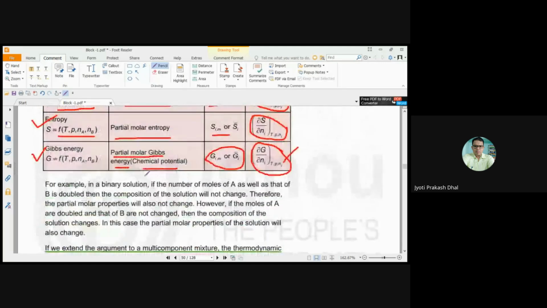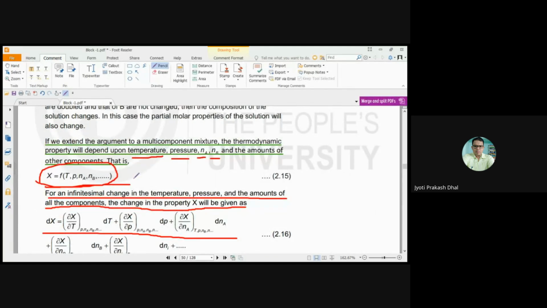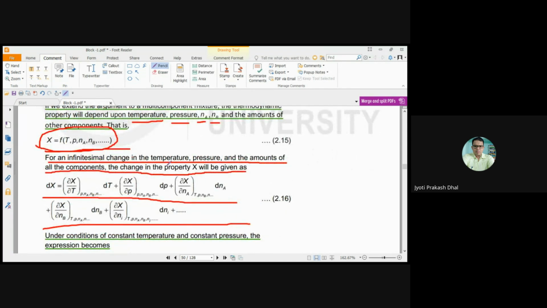So in the previous section we derived the values for a binary system, and here we are considering the multi-component system. Similarly, we can write for any infinitesimal change, if we take the derivative term, this is the value of X, and if we take its differential form, dX equals del X by del T at constant pressure, constant Na, constant Nb, constant Nc, and so on, dT.